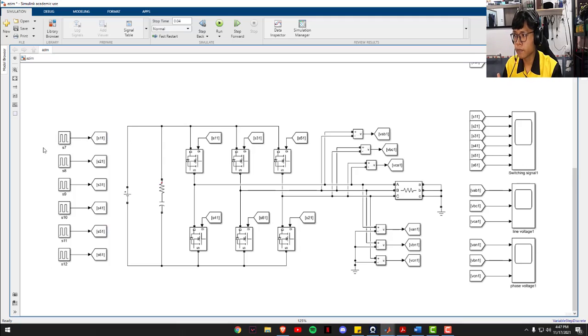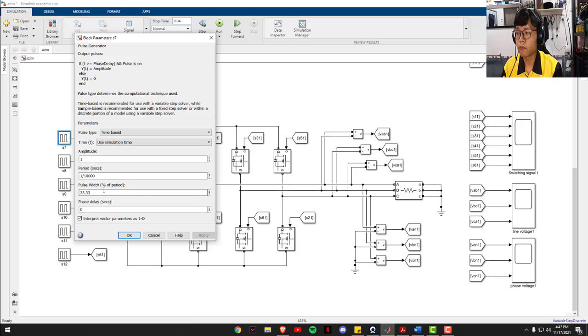For the switching signal, there are 6 pulse generators. For 180 degrees, the pulse width is in percentage. So 180 degrees is 50% of 360. The same goes for 120 degrees. When we change it to percentage, it becomes 33.33%. So for the pulse generators from switch 7 to switch 12, the pulse width is 33.33%. That is one of the differences between 180-degree and 120-degree conduction mode.